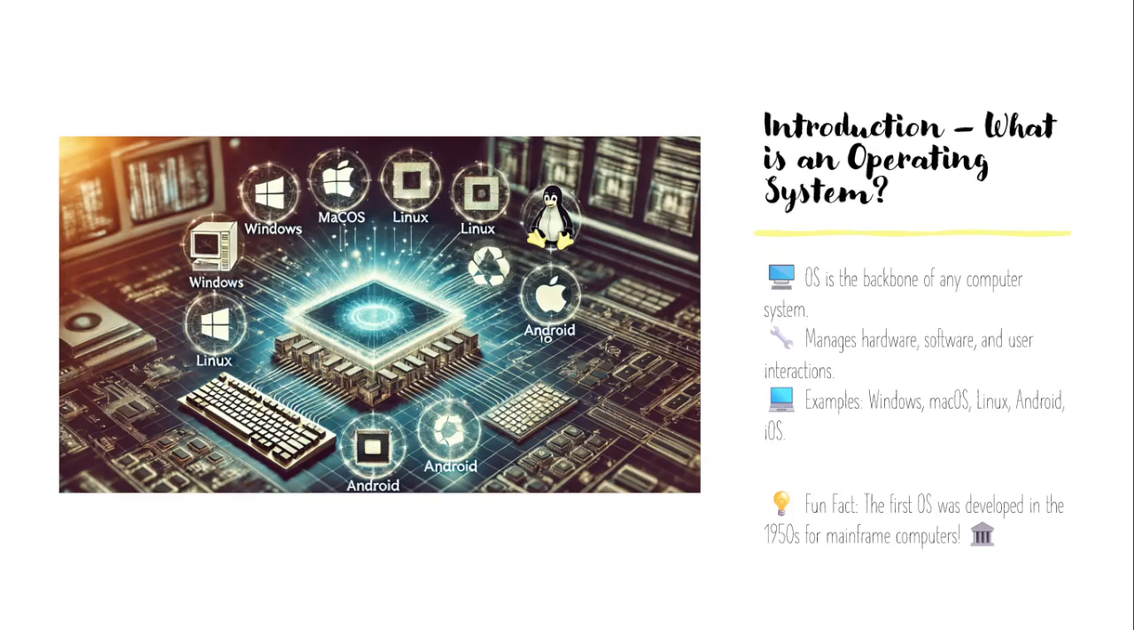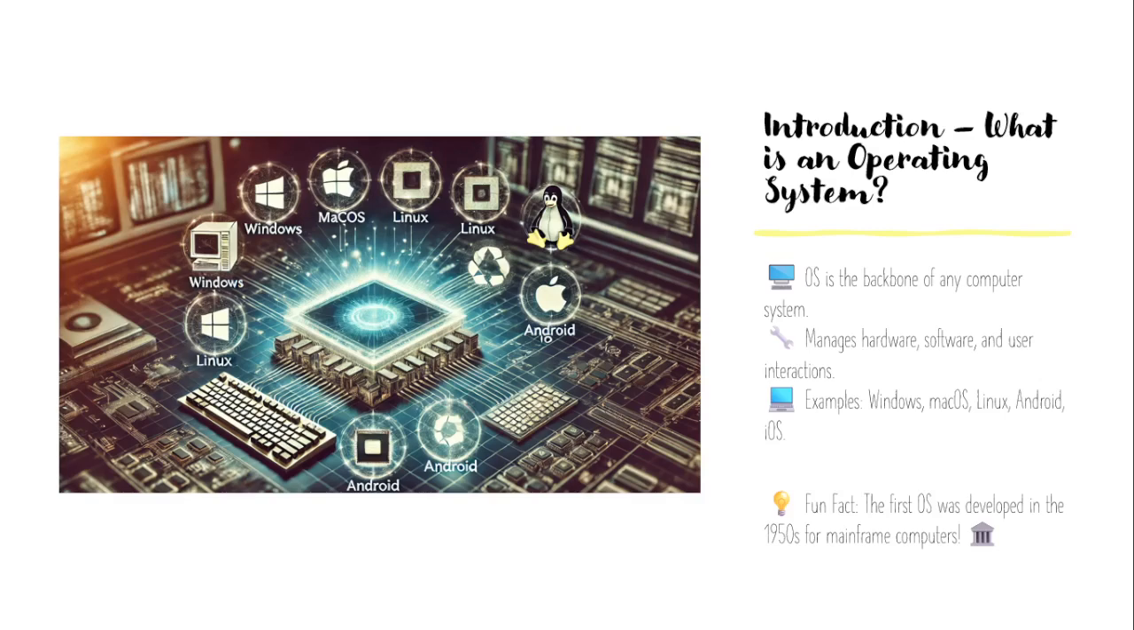Have you ever wondered what makes your computer, phone or even your smart TV work so easily? The secret lies in something called an operating system, or OS. It's the invisible powerhouse that manages everything behind the scenes. An operating system is the backbone of any computer system. Think of it as a middleman between you and your device. Without it, your computer would just be a pile of circuits and metal.